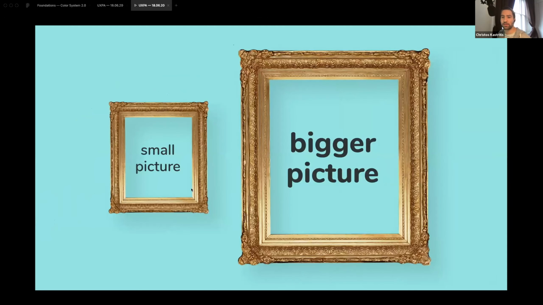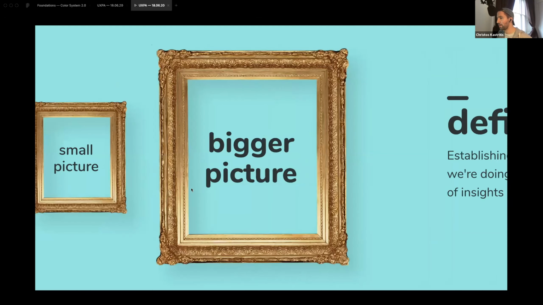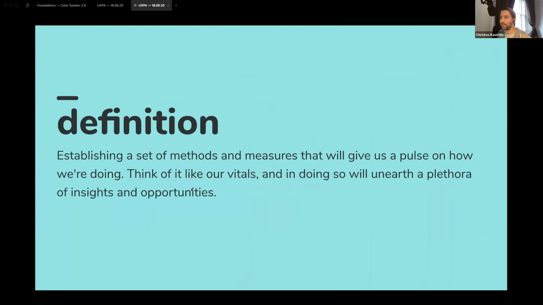But before we can answer those questions with confidence, we really need to step back and look at the bigger picture. And I promise this is the only joke that I have in my talk. But we need to try and understand the health of our design system. And what I mean by health, I don't know if it's a real definition, it's just how I've coined it, is trying to establish a set of methods and measures that will give us a pulse on how we're doing. So think of it like our vitals. And in doing so, we should hopefully unearth a plethora of insights and opportunities.